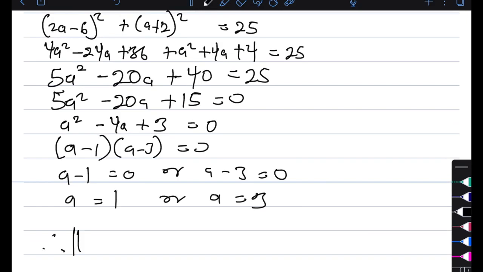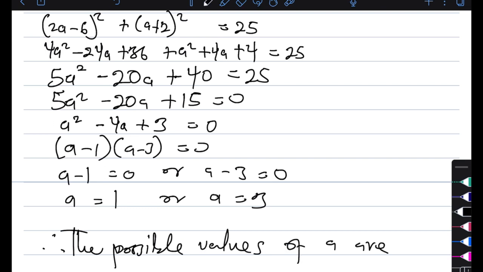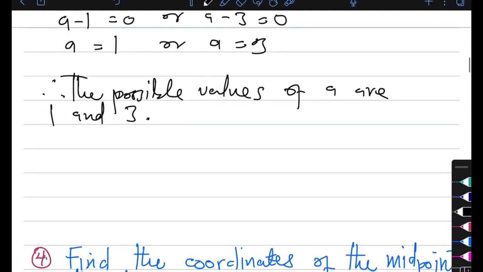So therefore, the possible values of a are 1 and 3. That's all. You are done.